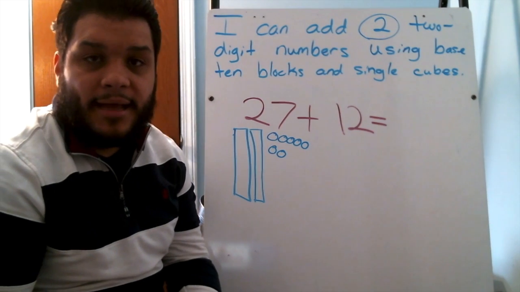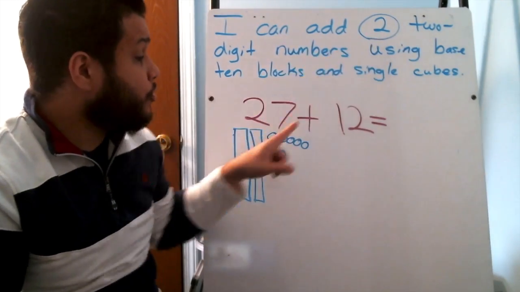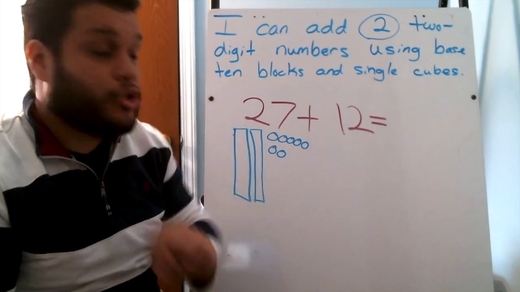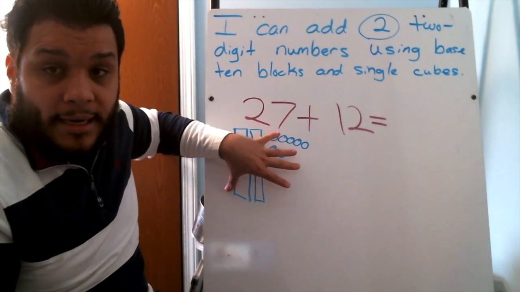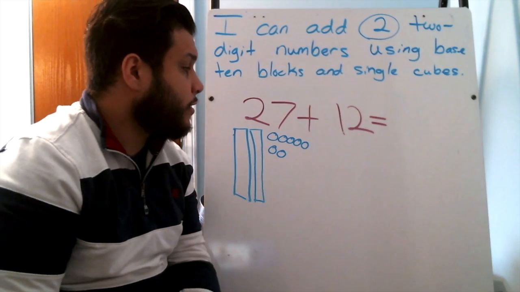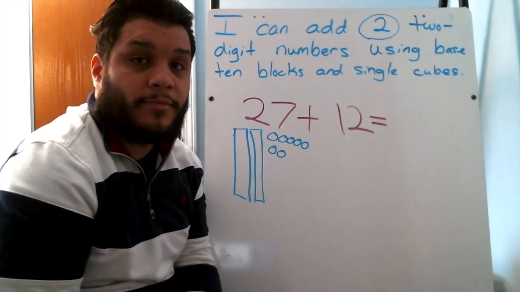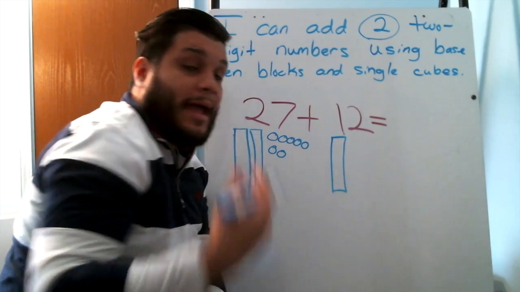Am I done yet? No. I said that because I have two two-digit numbers, I also have to have 2 drawings. I only have 1 drawing right now. Now I want to draw my next one. I have the number 12. How many tens are in the number 12? I have 1 ten. And how many ones?